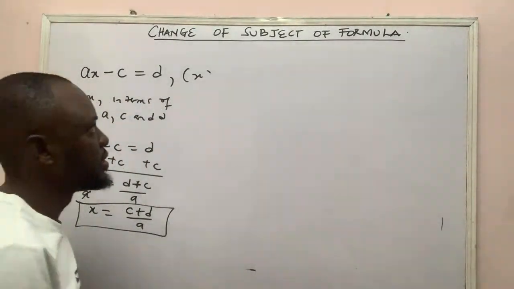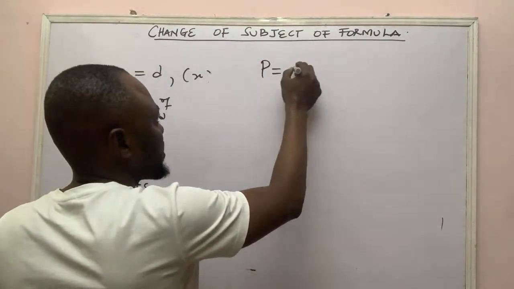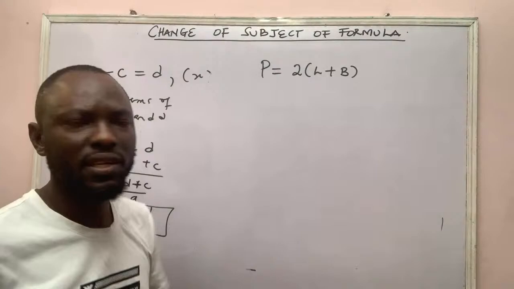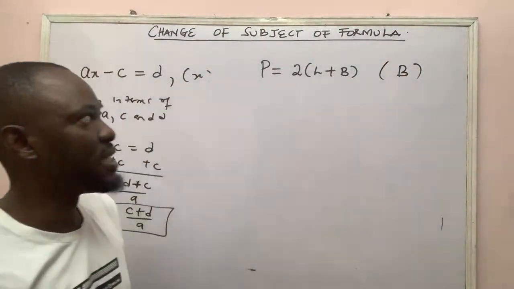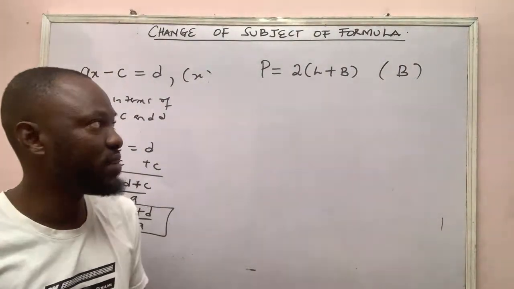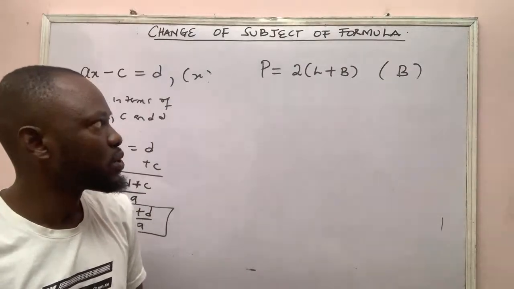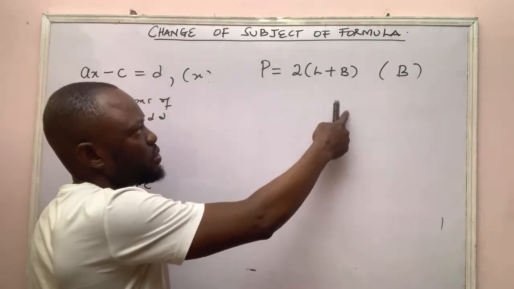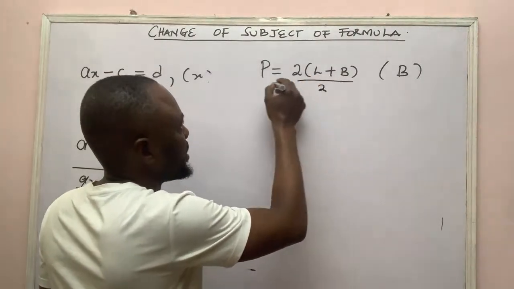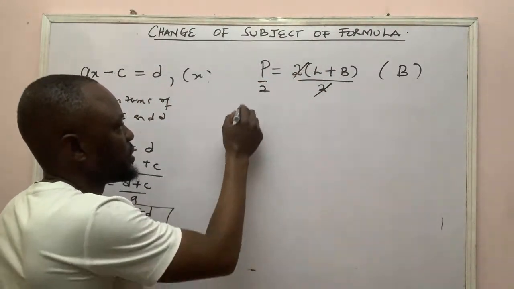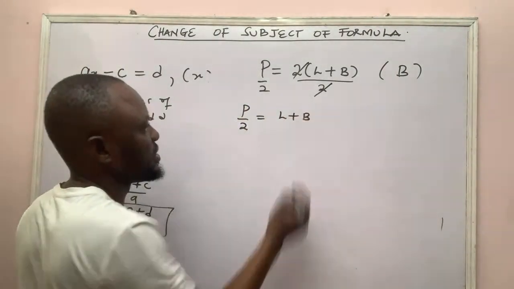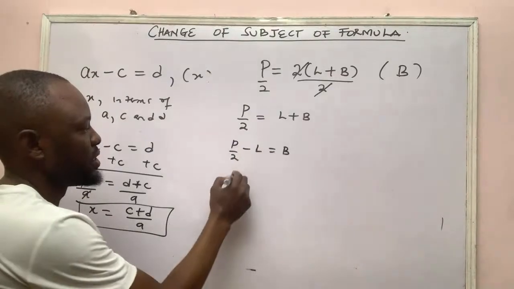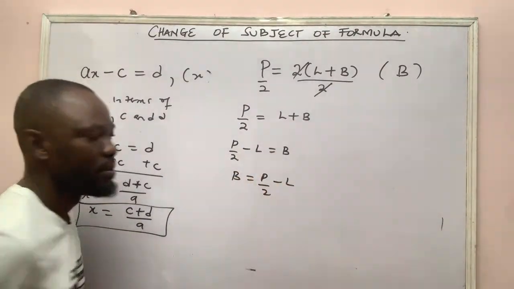Now we know that the perimeter of a rectangle is P equals 2 bracket L plus B. If this is the perimeter of a rectangle, and we are asked to express B in terms of P and L, or they ask us to make B the subject of the formula, there are two or more approaches. The first thing you can do is divide through by 2, 2 will cancel 2, and then you have P over 2 equals L plus B. So you can take L to the other side: P over 2 minus L equals B. So this is B in terms of P and L.